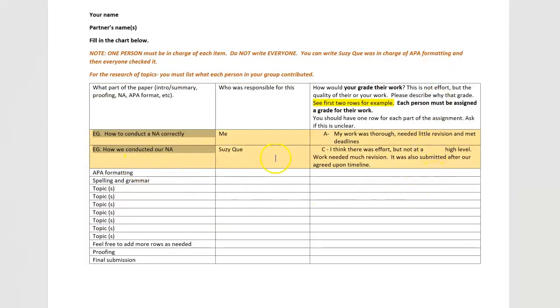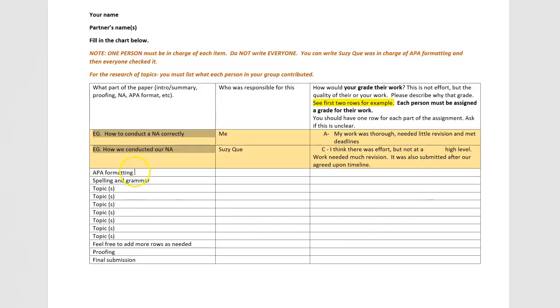Then here is Susie Q. She was supposed to explain how we conducted our needs assessment. I think there was an effort, but it was not a high level effort, and therefore I gave her a C. You must give grades, and everybody cannot have the same grade. And you must give comments as to how you came up with that idea. These are examples that are not related to this paper.